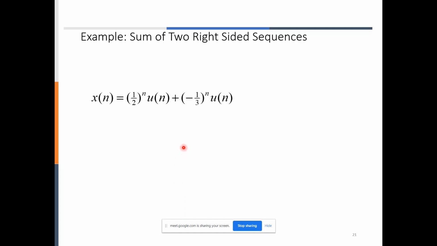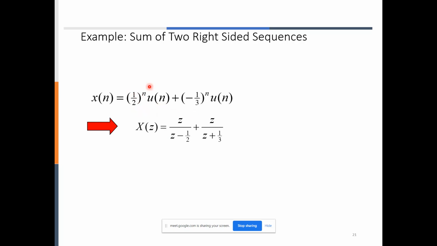Now the example is the sum of two right-sided sequences. These are the two sequences, both right-handed because this is u[n], and here also u[n]. This one is (1/2)^n, so a is 1/2, and here a is minus 1/3.